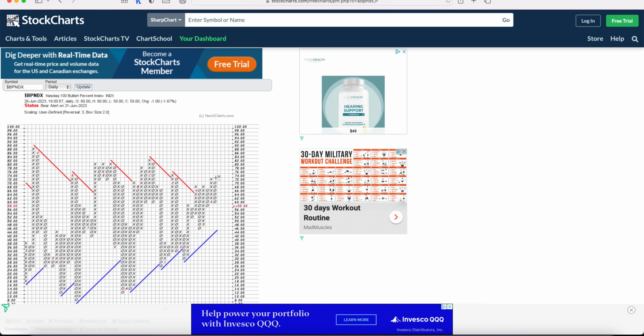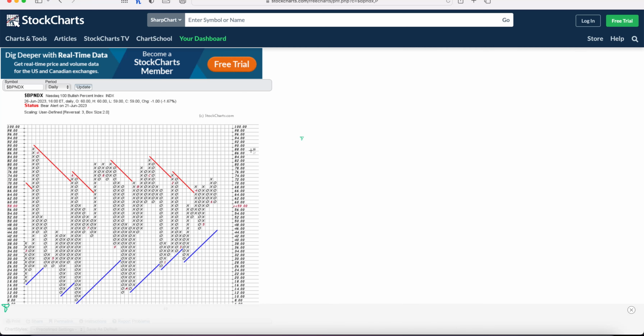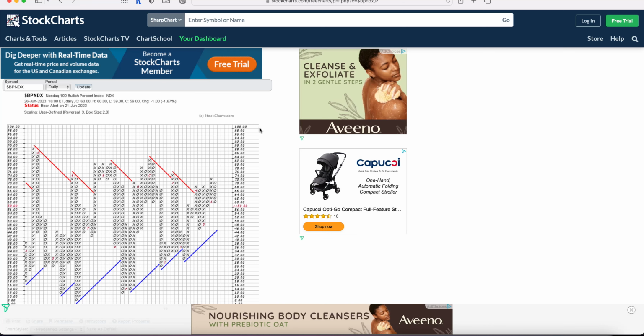I don't think it's the end of the world if that does happen. Maybe the other markets will be propped up in the meantime, like the Dow and the transports, and that's where our money will be focused, is in those kinds of markets.